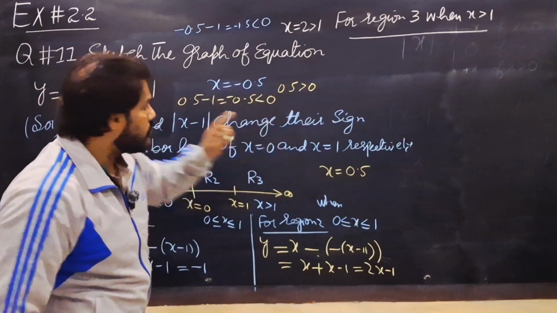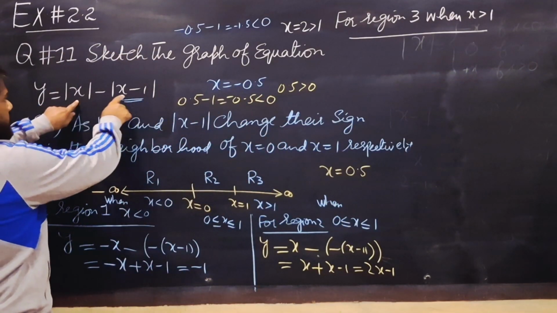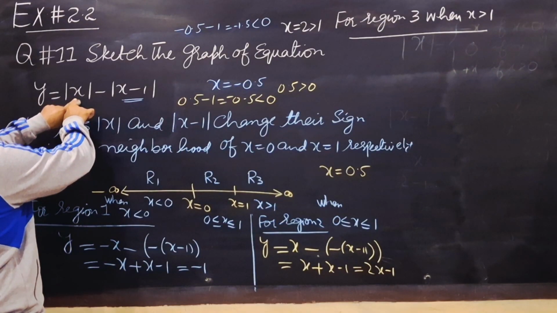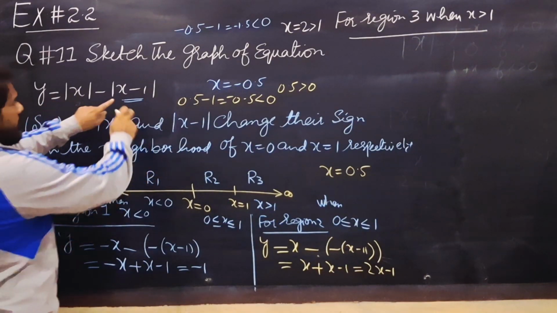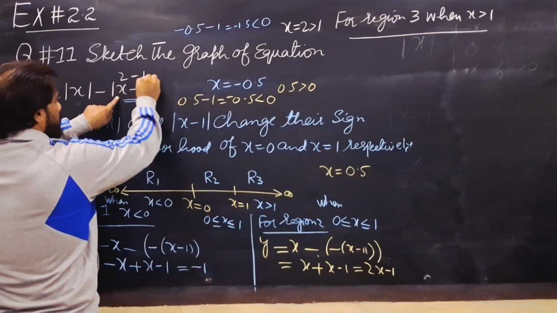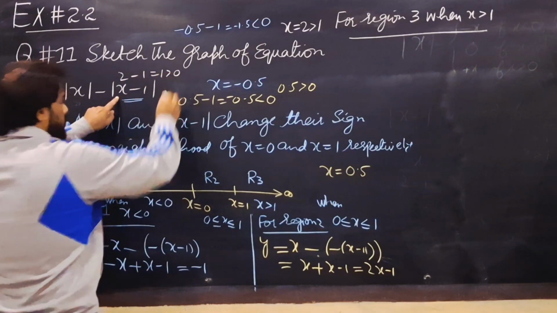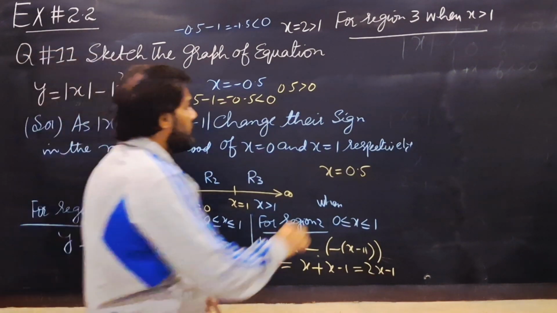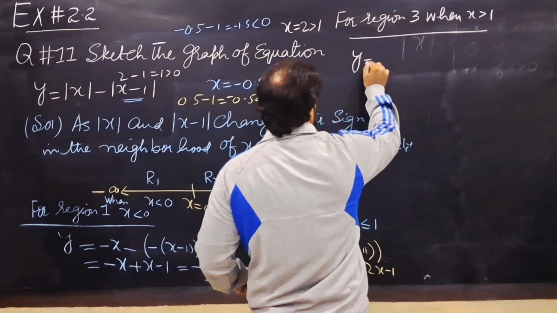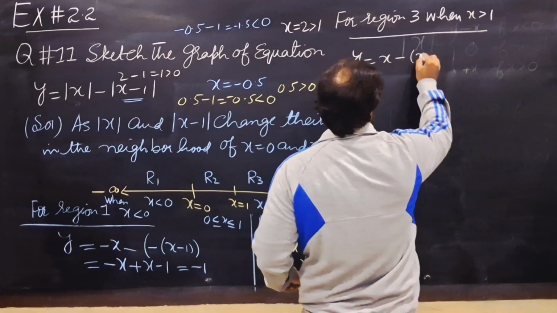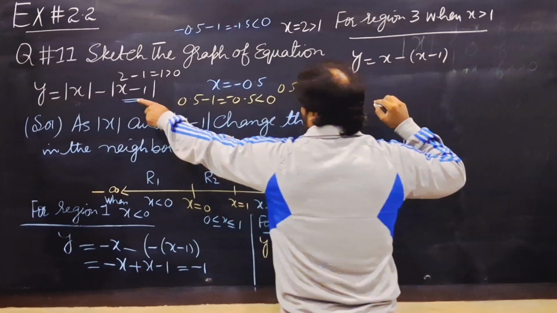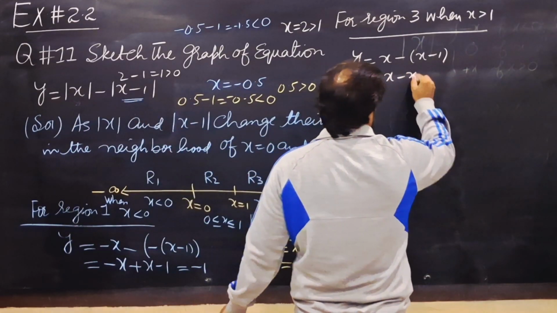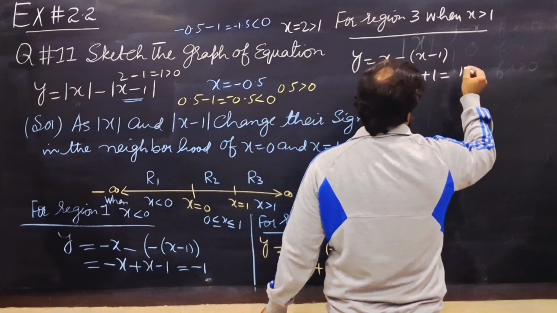Now you put x is equal to 2 inside the absolute values of both of these functions. When you put x is equal to 2 here, the answer is positive. When you put x is equal to 2 here, this becomes 2 minus 1, that is 1, also positive. So for region 3, both of the absolute values are positive. So our function y becomes x minus (x minus 1), which is x minus x plus 1, which is equal to 1.